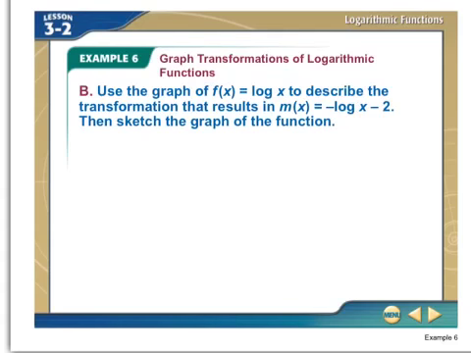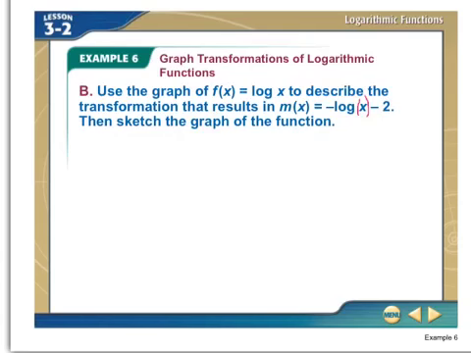In example 6, part B, we're asked to graph transformations of logarithmic functions. Part B says use the graph of f of x equals log of x to describe the transformation that results in m of x equals negative log x minus 2. Now what we want to do is use the graph of f of x to help us graph m of x.